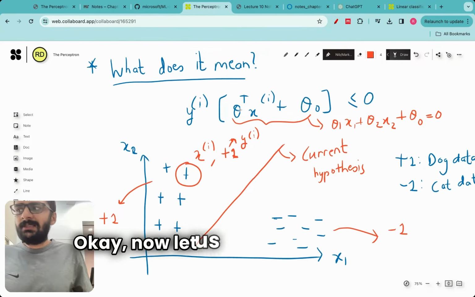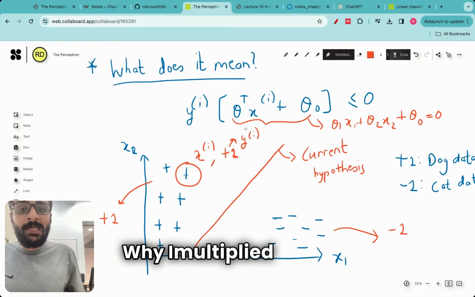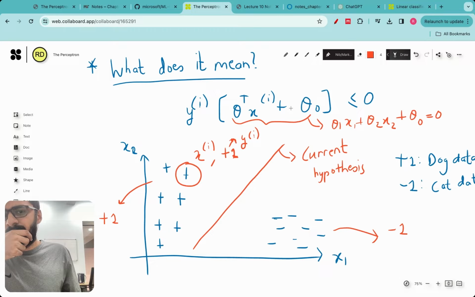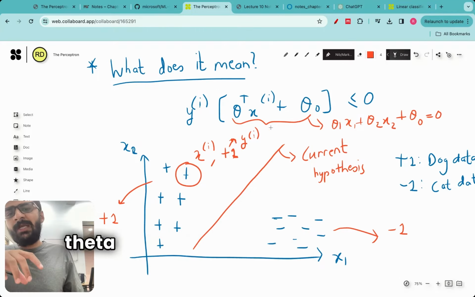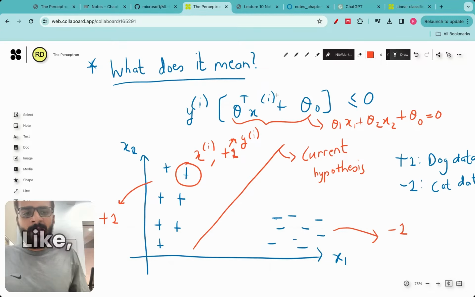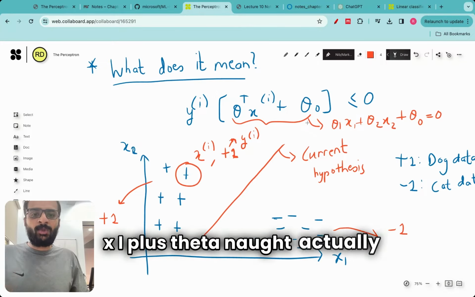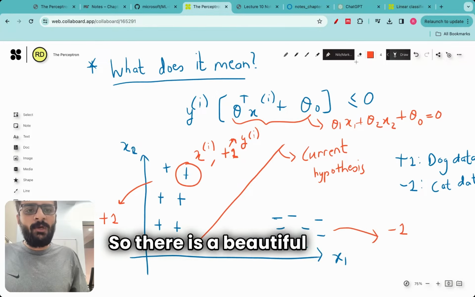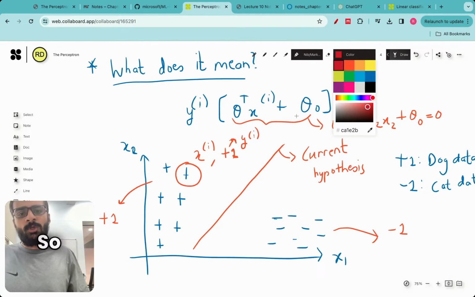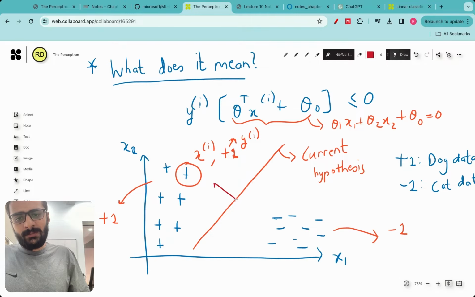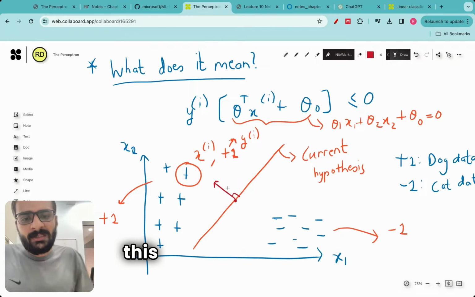Now, let us see what this means. Why is yi multiplied by theta transpose xi plus theta naught? But before that, I want to focus on theta transpose xi plus theta naught itself. Can we visually understand what theta transpose xi plus theta naught actually represents? There is a beautiful visual understanding of this. Let's say this is our current hypothesis, and this is our normal. Let's say this is the origin, and this is the normal vector.